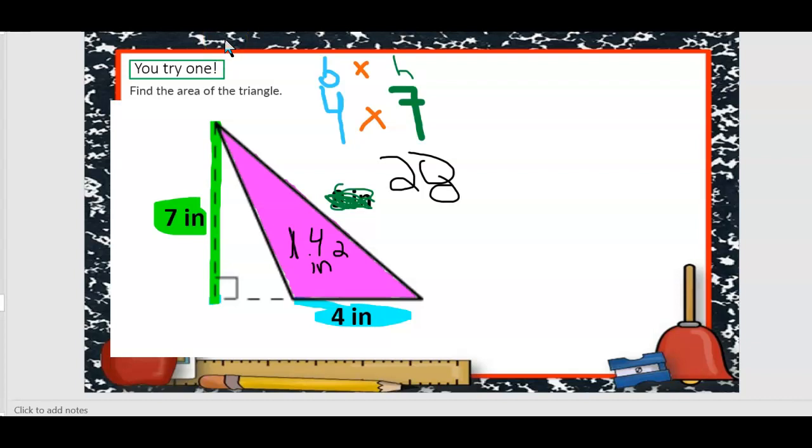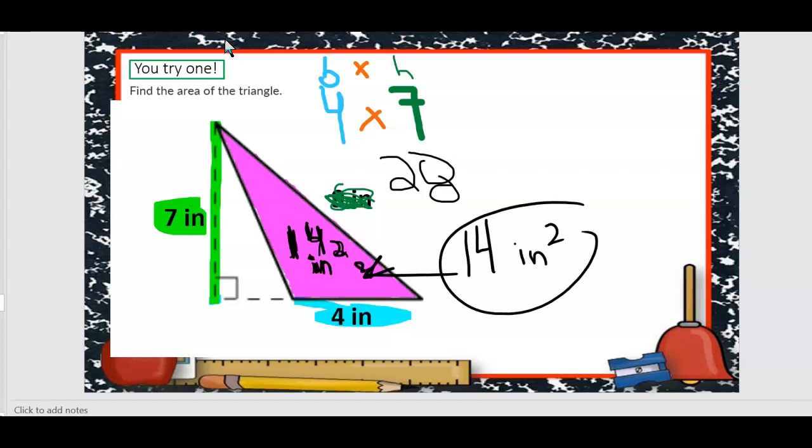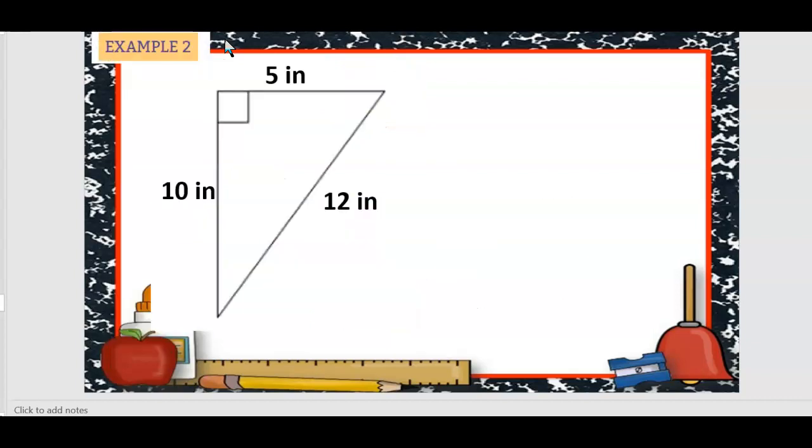This is 14, not 1.4, it's 14 inches. That's I, inches squared, 14. I'll do it again, 14 inches squared. That's what that's supposed to say up here. Okay, what about this one?